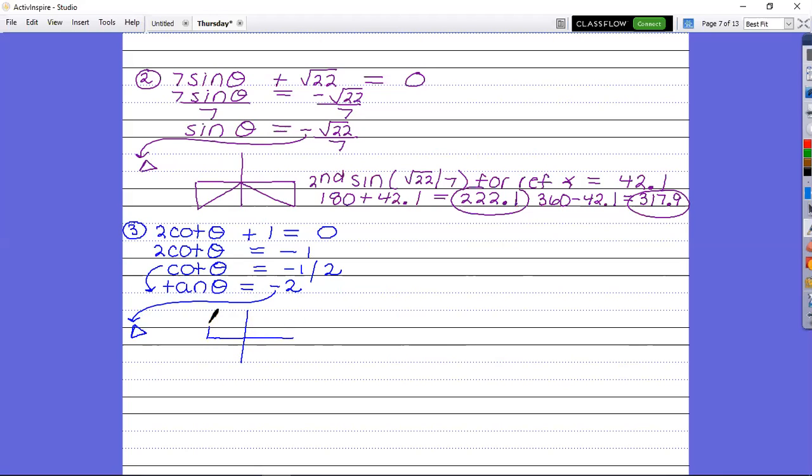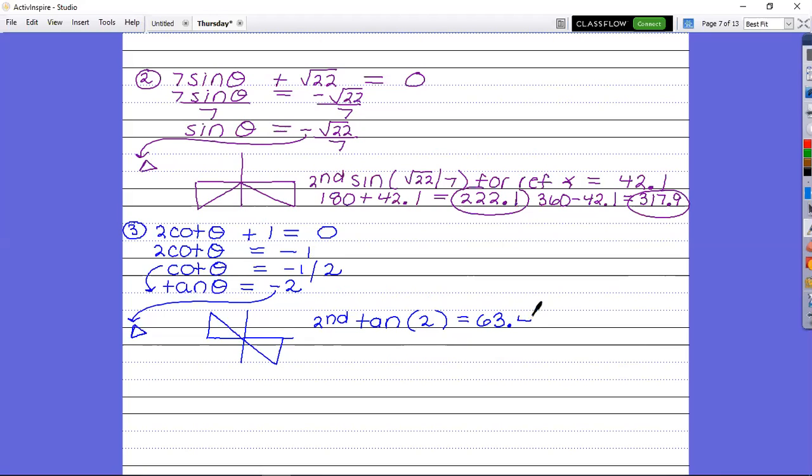Tangent is negative in the second and the fourth. So those are my 2 answers, where they're going to be at least. Next, I use the calculator, and I ask the calculator to do second tan of 2. And this is also not going to be a nice value. You can round this to the nearest tenth, that's fine. I got 63.4.